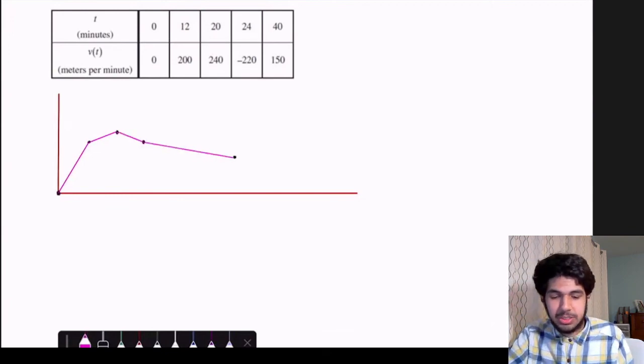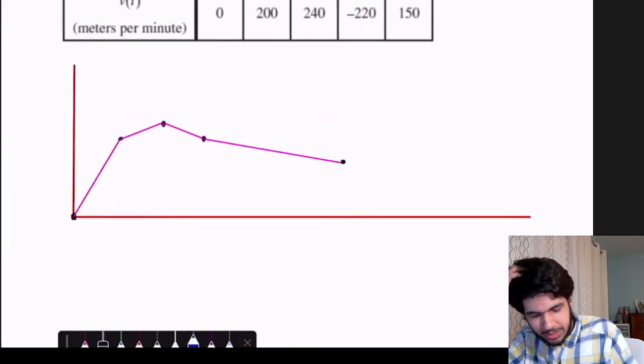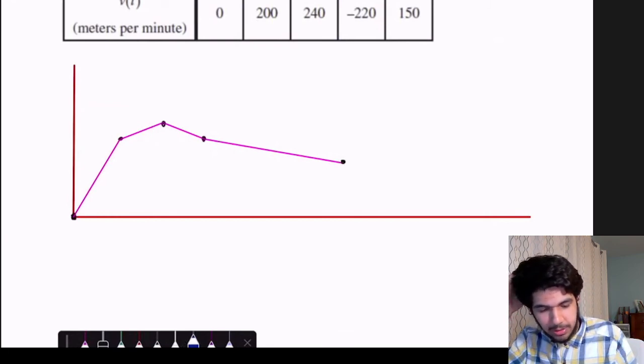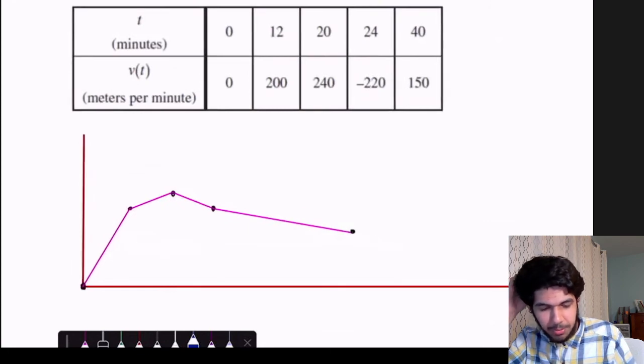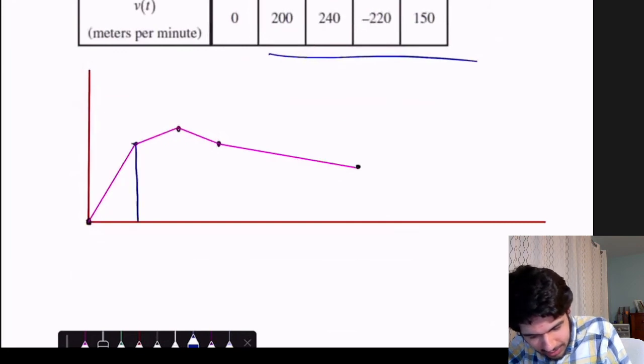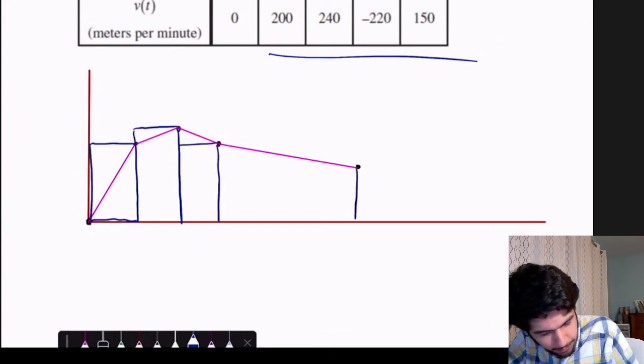And now we have to use our right Riemann sum. So what would the rectangles look like? With the right Riemann sum, we want the right corner of the rectangle to touch the function. And we're using 4 rectangles, I think the problem mentioned, and we need to use these points in the table. So the rectangles would look something like this. So this would be the first rectangle, this would be the second rectangle, the third, and then the fourth.